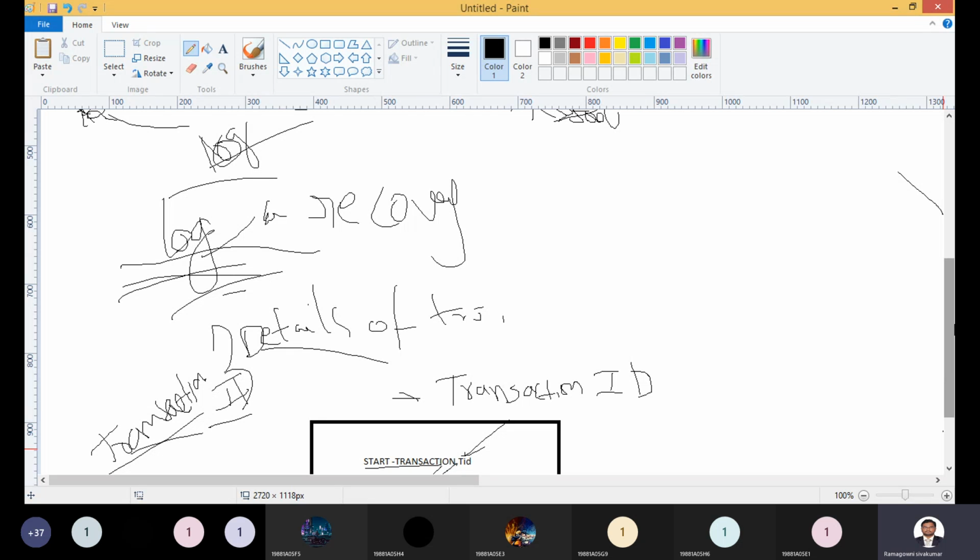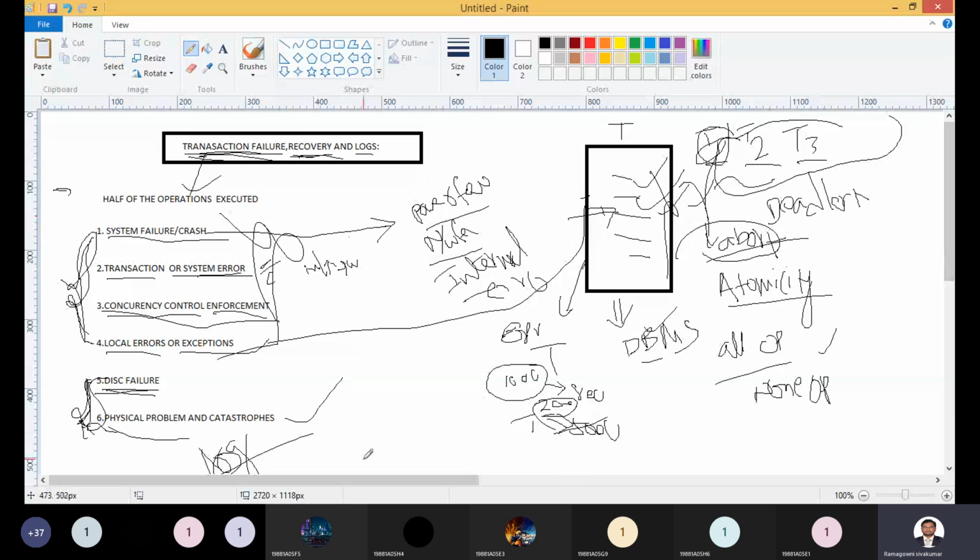Okay, any doubts? Yes, that's all about today's session. We'll see the brief details about the failures of the transaction, and the recovery and log files in tomorrow's session.